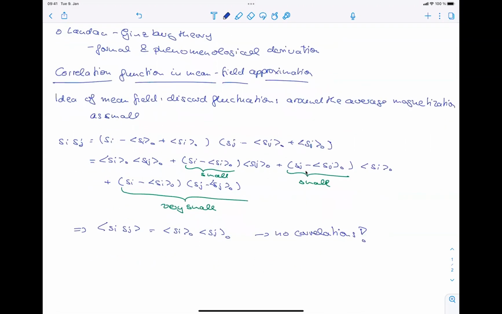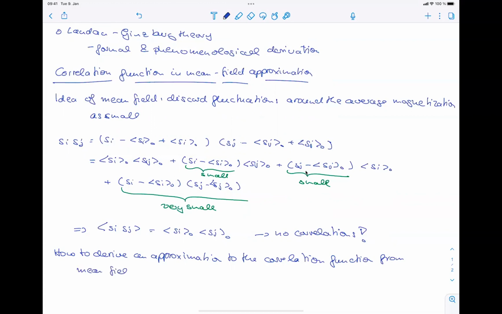Okay. And that's tricky because we want to determine the correlation functions, right? So how to derive an approximation to the correlation function from the mean field approximation.